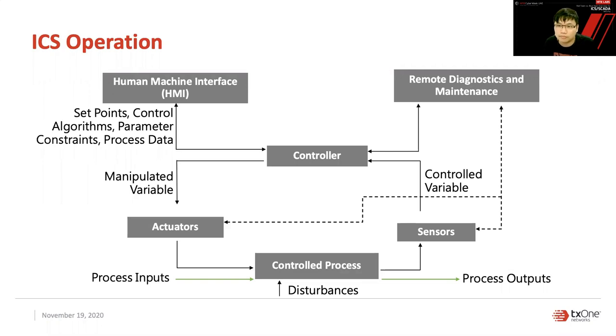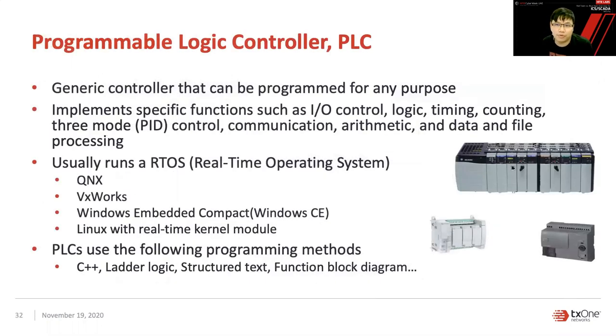That's the ICS operation. Next is the PLC, which is usually programmable for any purpose, used for I/O control, logic, timing, counting, or communication. You will see many types, usually two: all-in-one base and module base. All-in-one already includes the CPU module, power module, and I/O module, and you cannot modify it. But with a module base, you can add anything you want: network, I/O modules, more CPUs, and power.